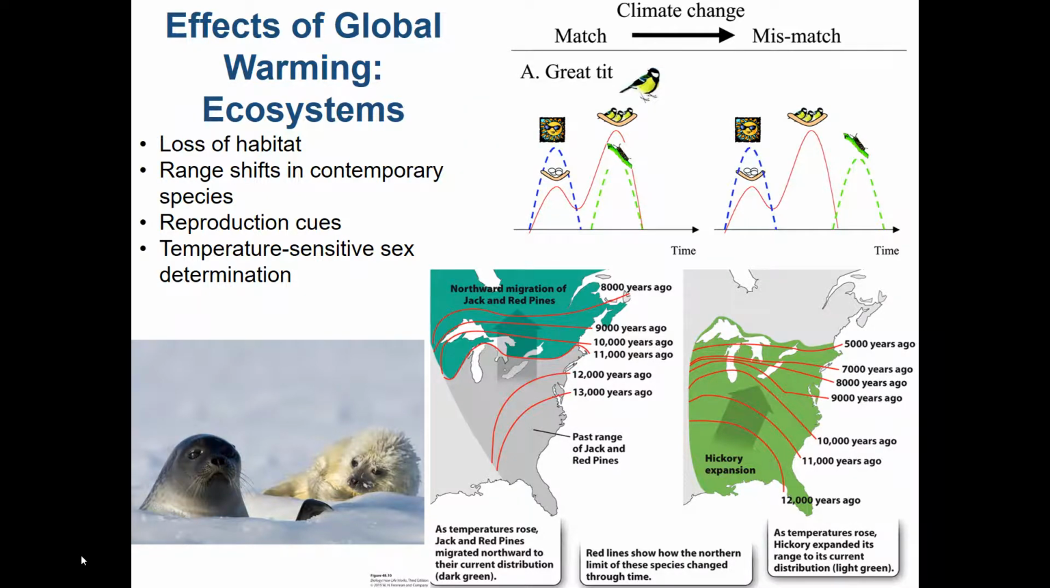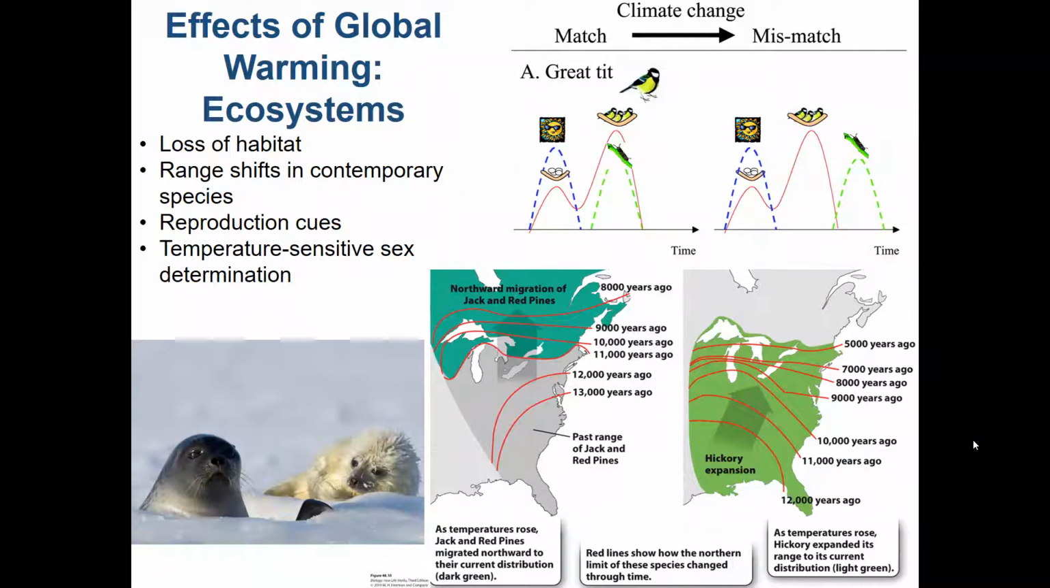For some species, migration to more suitable habitats can ensure their survival. And if you look at this figure here, you can see that as temperatures have increased, jack and red pines have migrated northward to their current distribution. For this particular pine tree, they need a particular temperature, so they've moved further north. So the seeds that disperse further north are the ones that survive. Other species, such as hickory, will expand their range due to the warming climate and have greater areas in their habitat.